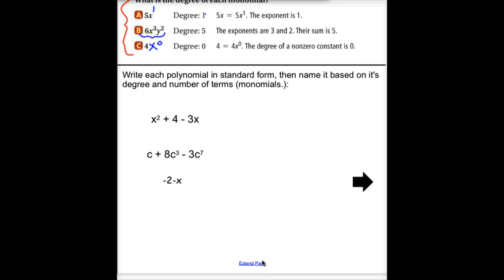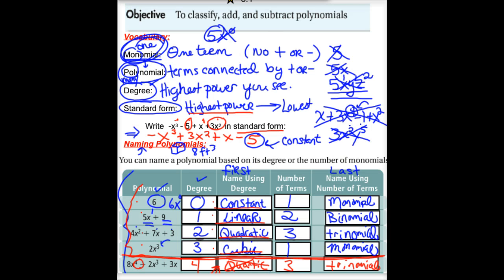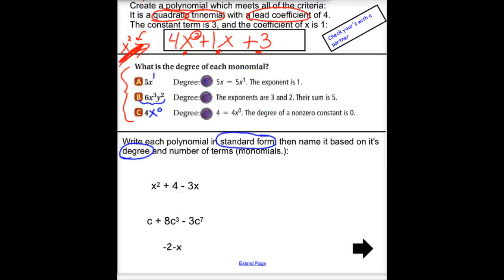Write each in standard form. Now if you forgot what that is, go back and look. And then we're going to give it a first name based on its degree. If you were to have your notes and go back, we're going to give it a first name of one of these, and a last name of binomial, monomial, trinomial, etc. So let's go do a little practice on here.